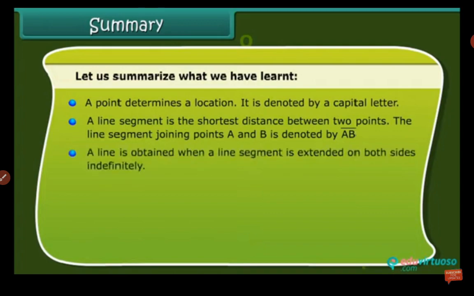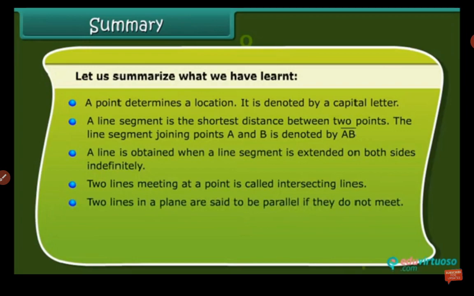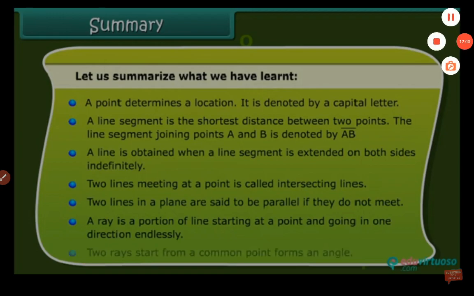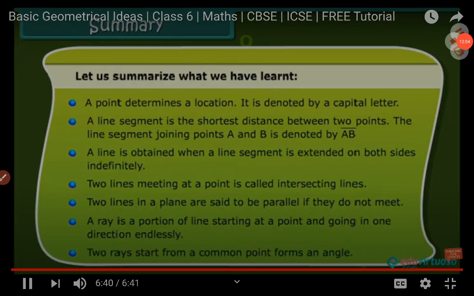A line is obtained when a line segment is extended on both sides indefinitely. Two lines meeting at a point are called intersecting lines. Two lines in a plane are said to be parallel if they do not meet. A ray is a portion of a line starting at a point and going in one direction endlessly. Two rays starting from a common point form an angle.